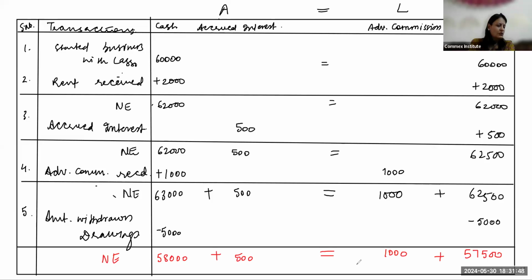Balance sheet banana hai? Okay, quickly prepare the balance sheet. With the final column, by the final equation, you have to draw the balance sheet. So this is the equation which we are going to use to draw the balance sheet. On the asset side, we'll have cash and accrued interest. On the liability side, we'll have advance commission and capital. It'll be a simple balance sheet. Quickly draw it. It'll take 1 minute. Draw the format and show it to me.